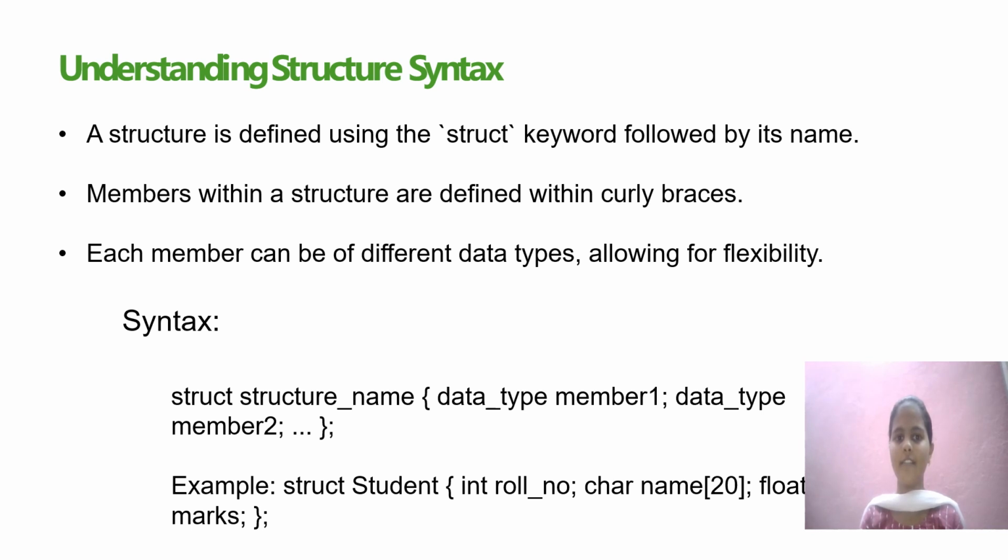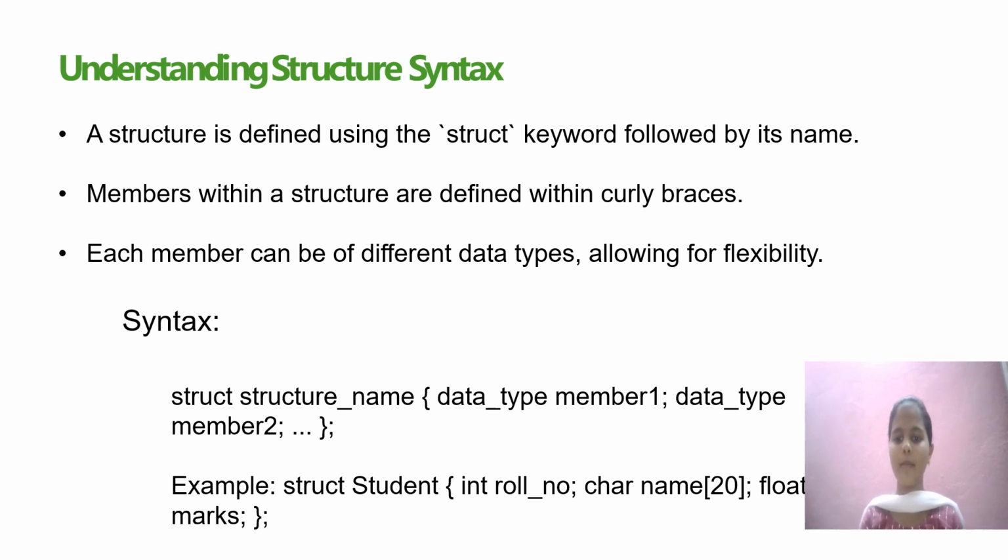A structure is defined using the struct keyword followed by its name. Members within a structure are defined within the curly braces. Each member can be of different data type, allowing for flexibility. Here is the syntax: we should start with the struct keyword and structure name, within the curly braces data type member 1 and data type member 2. We should end with a statement separator.